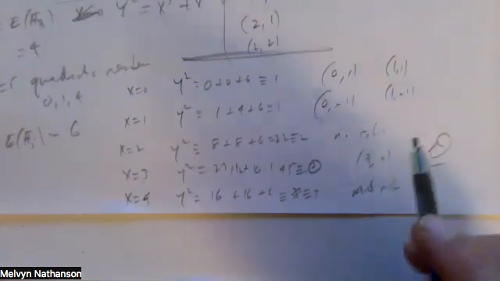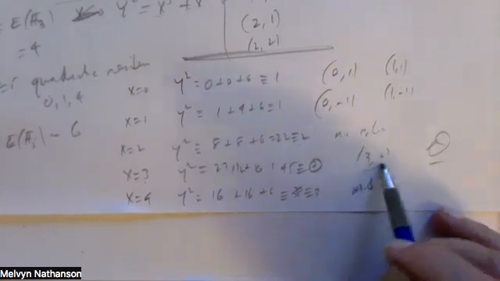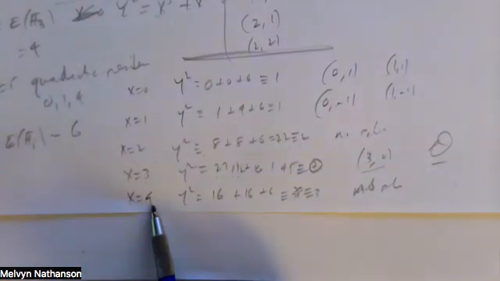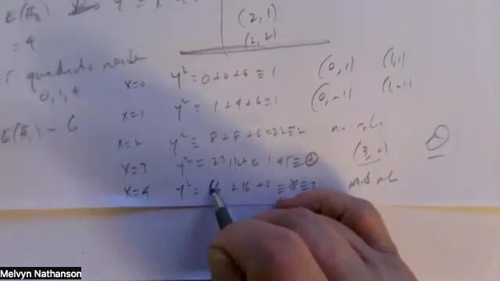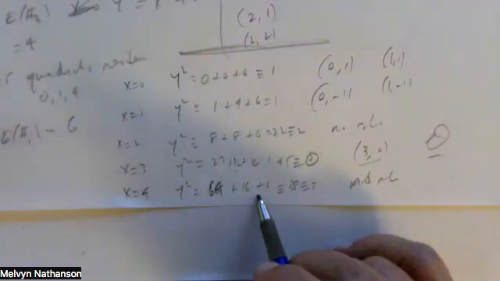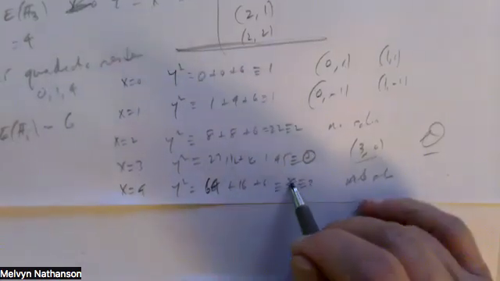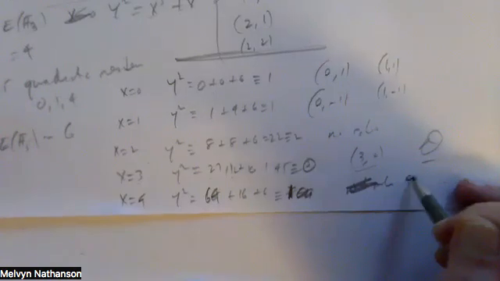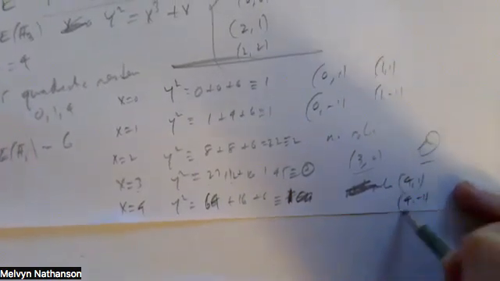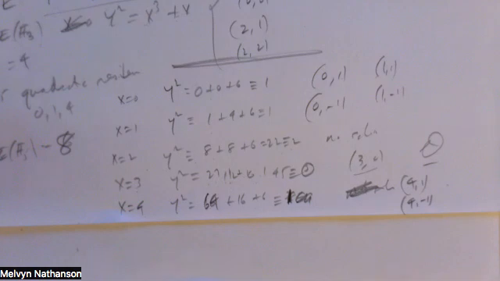Ah, we get a solution. x equals 3, y equals 0. Okay. When x is 4, I get 4 cubed, which is 64, plus 16 plus 6. Mod 5, that's 1. So this has solutions (4, 1) and (4, minus 1). So altogether, there are 8 solutions for this elliptic curve. Okay.